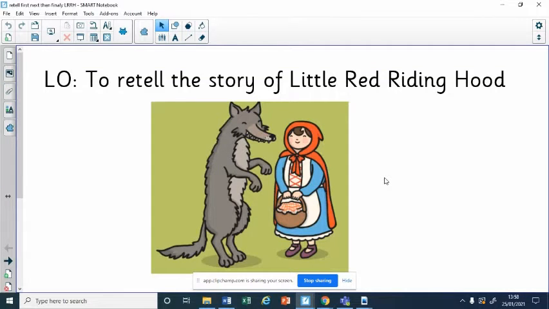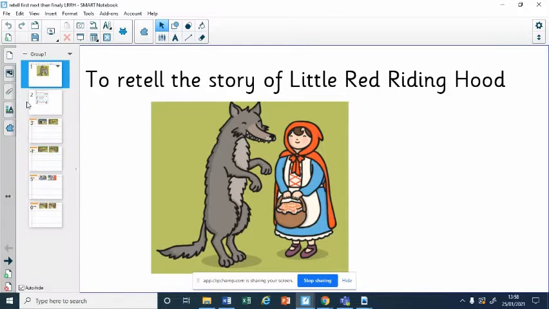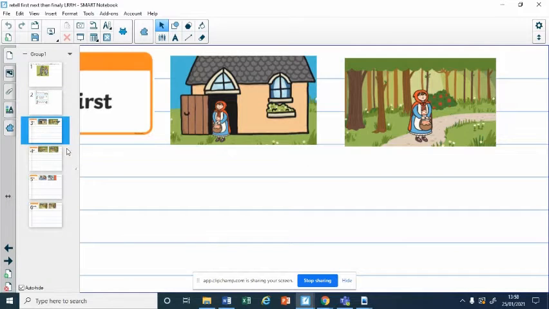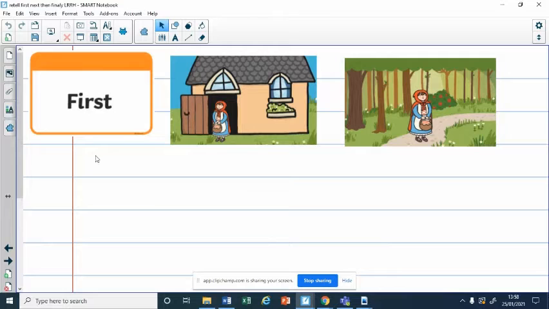Hi everybody, our learning objective in English this week is to retell the story of Little Red Riding Hood, and we started to look at doing that yesterday. We talked about how we might start the story, and I chose to start mine with once upon a time. Yesterday we looked at how we need to make sure we do everything in the right order. So we talked about what happens first in the story.